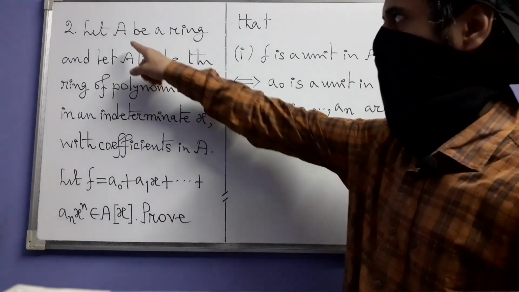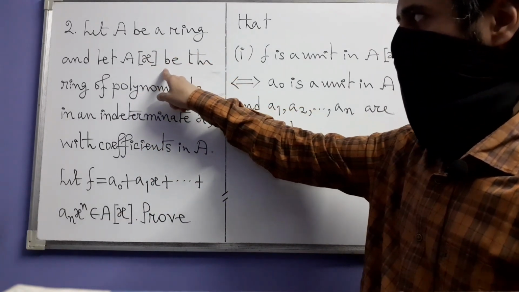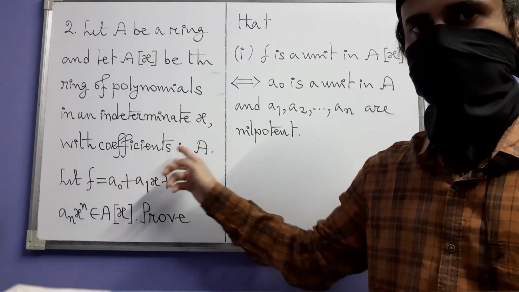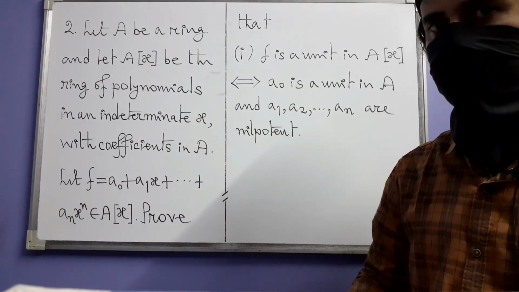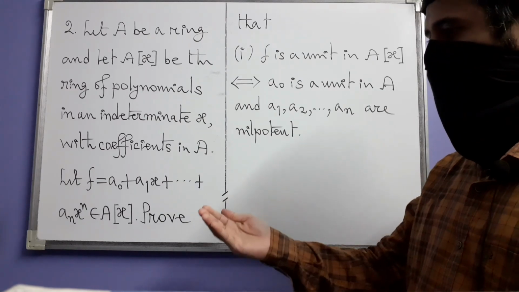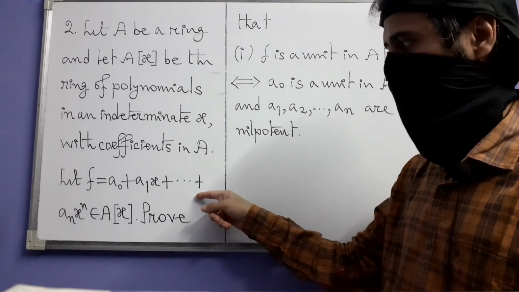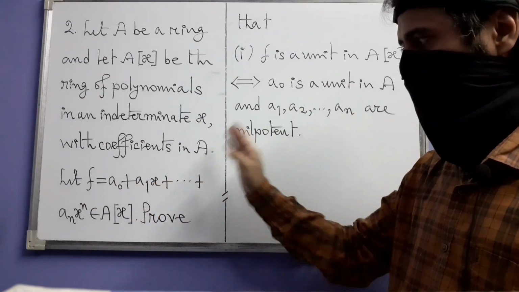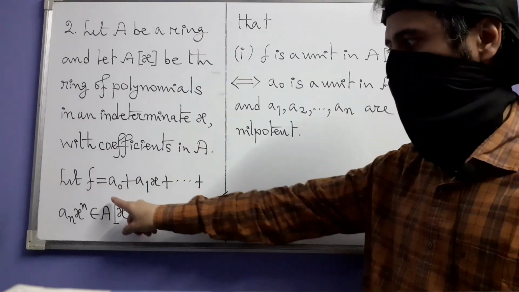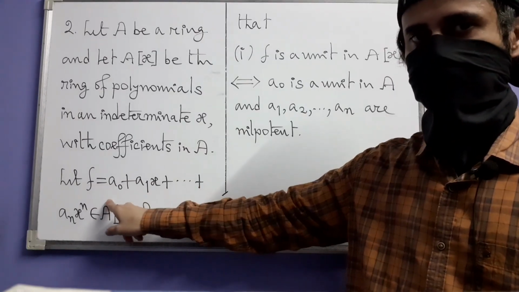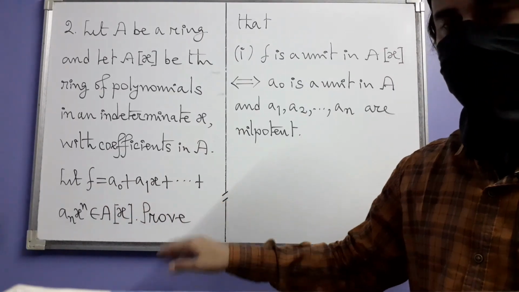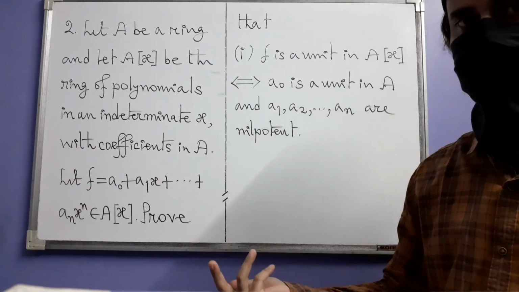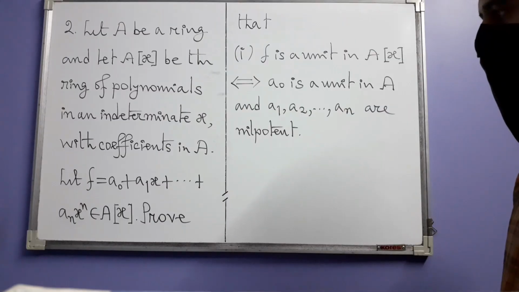Let A be a ring and let A[X] be the ring of polynomials in an indeterminate X with coefficients in A, or to put it more simply, A[X] is the usual stuff. It has polynomials which look like this, where the coefficients a_i are coming from the ring A. In A[X] we consider such a polynomial f = a0 + a1x + a2x^2 + ... + an x^n, where n is some non-negative integer. We already know these things.